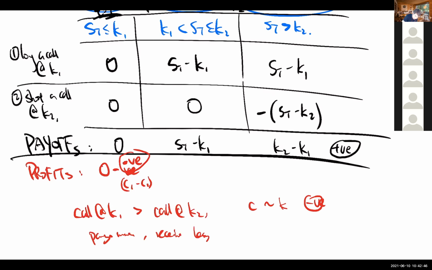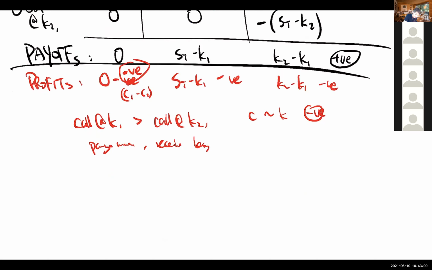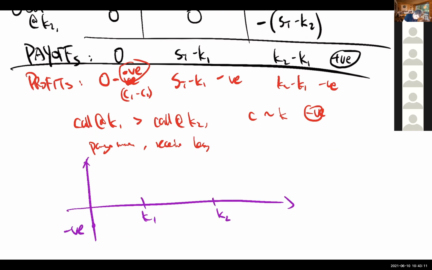And again, the payoff for this middle range is going to be ST minus K1 minus this negative value, right? Because it's going to be a negative premium. And over here it's going to be K2 minus K1 minus the negative value. So with that, this is going to be our profit diagram. Just draw it. K1, K2. Below K1 is going to be a negative value. Above K1 is going to be ST minus K1. And then above K2 it is going to be K2 minus K1. Roughly, that's what the diagram is. So unless we have specific numbers, the diagram can just be left like that.